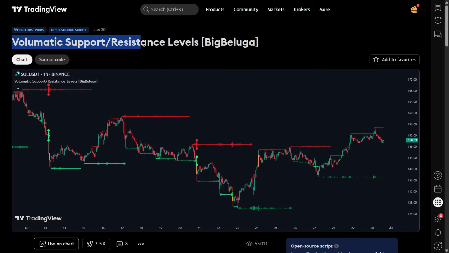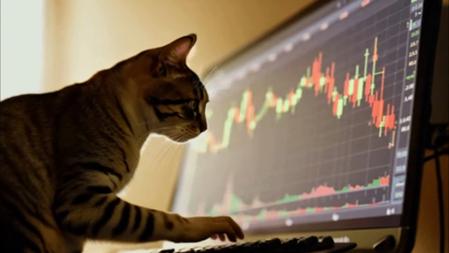It's built around the Volumatic support resistance levels indicator by BigBeluga, and once you learn how to combine it with one more filter, you'll see the market in a completely different way.